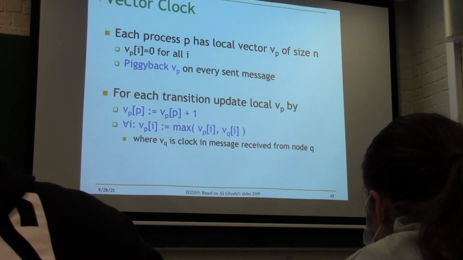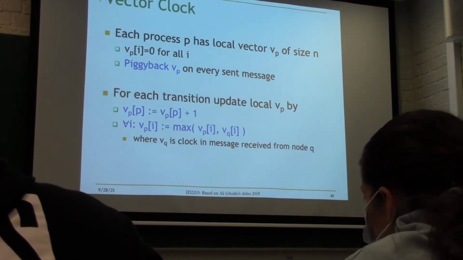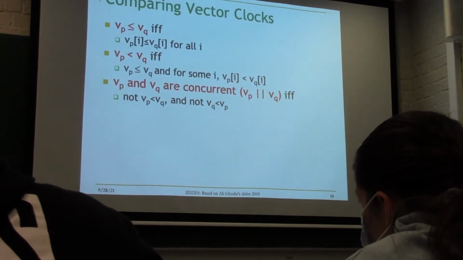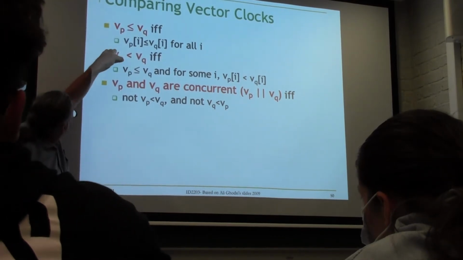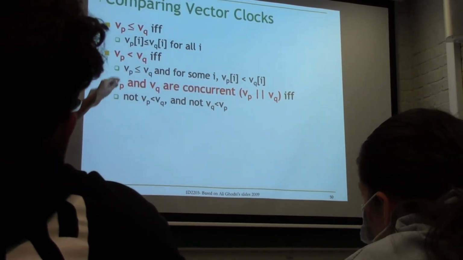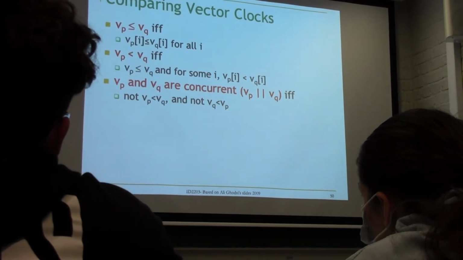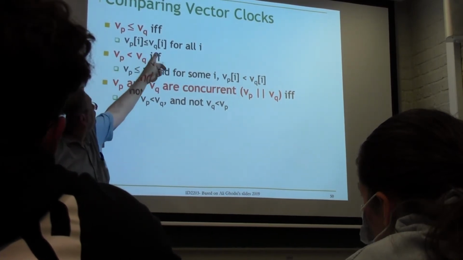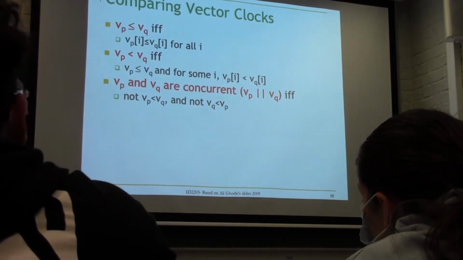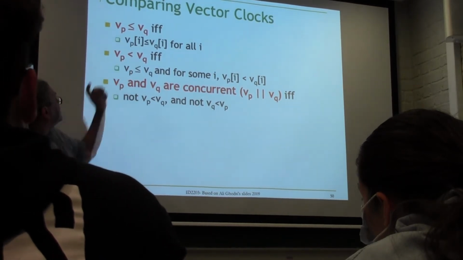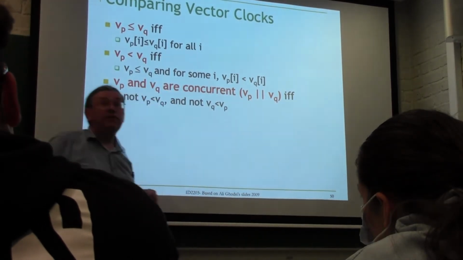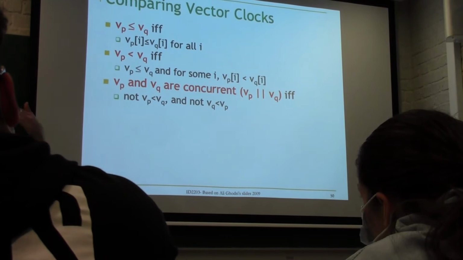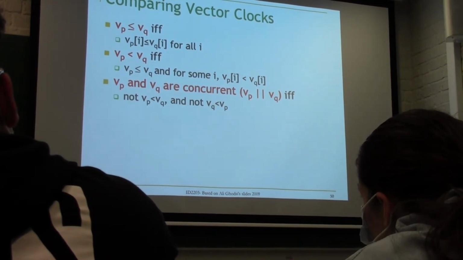And now you're good for causality. With the vector clock, you know everything basically on causality, so you can compare. These are vector clocks, vectors of size n. Vp is less than or equal to Vq if it's less than or equal for all elements. And it's strictly less than if it's less than or equal, and in at least one element it's strictly less than. So you can actually compare the two vectors.